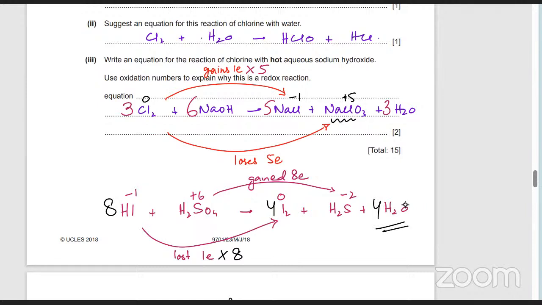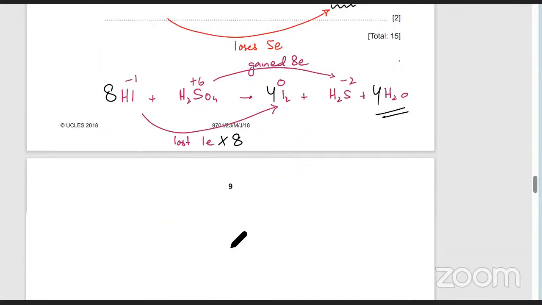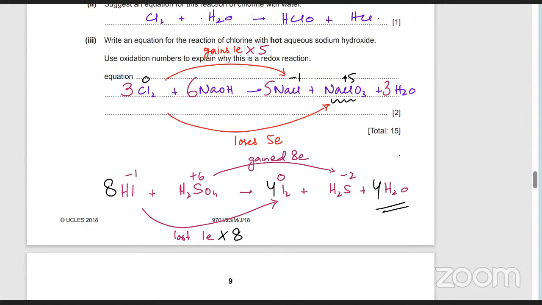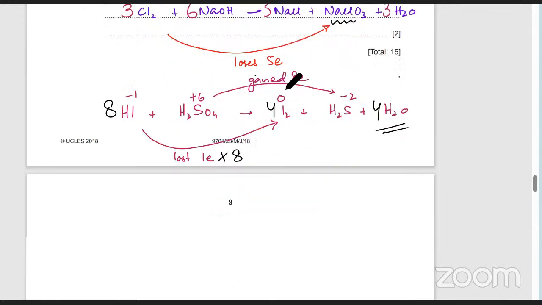Matlab jo cheez reh gayi hai na usko phir normal tareeke se balance kar lo. But always remember redox balancing, you make the electrons gained and lost equal first, and then you balance the rest of the equation. So in all redox reactions in inorganic chemistry, you're going to get stuck with the balancing part. It's impossible to balance it the normal way. You can try as much as you like, it's never going to get balanced the normal way.